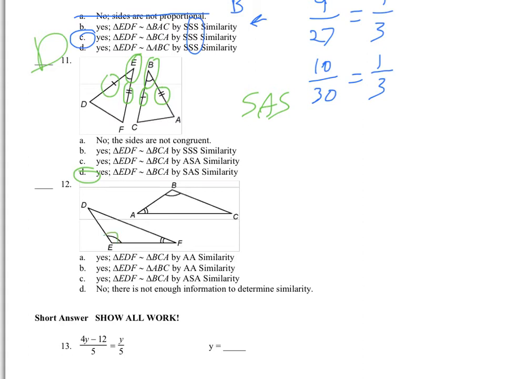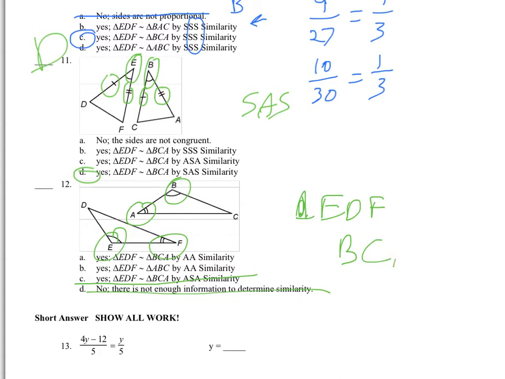Again, they have two angles that are congruent, so it's going to be angle-angle similarity. Not this, not angle-side-angle. So now it's a matter of getting the correct angles corresponding. We have EDF. So corresponding to E would be B. Corresponding to D would be C. Corresponding to F would be A. So our answer would be BCA, which is C.